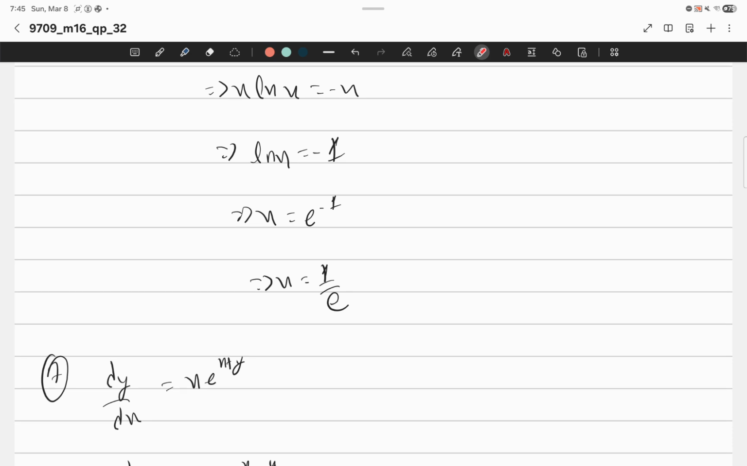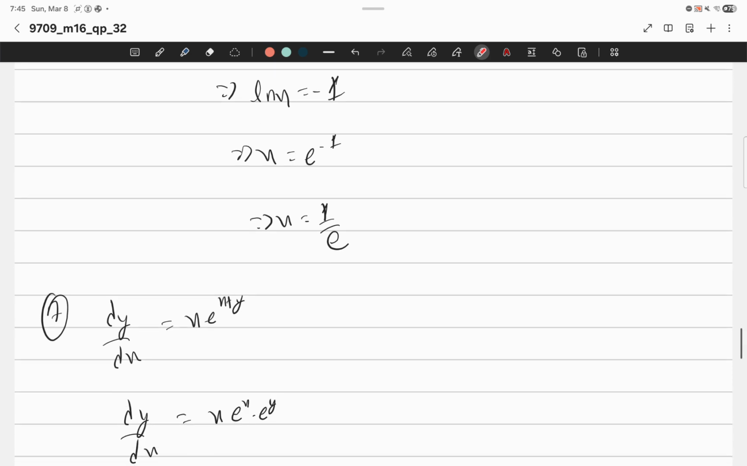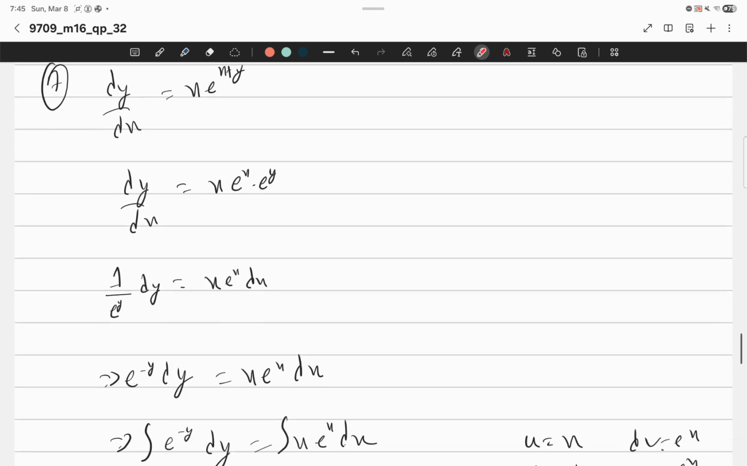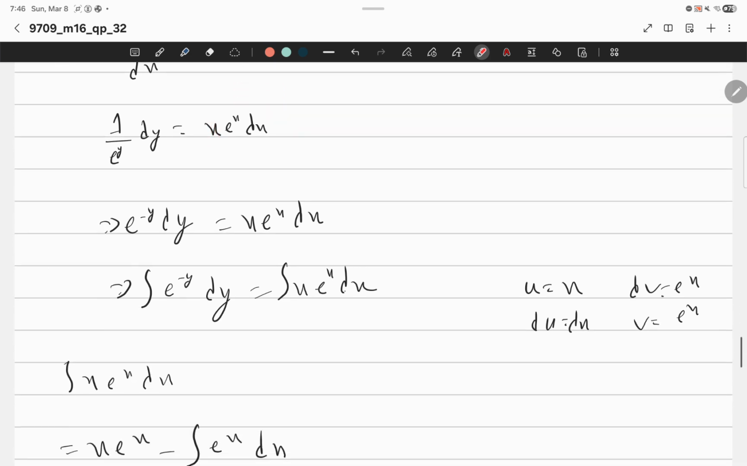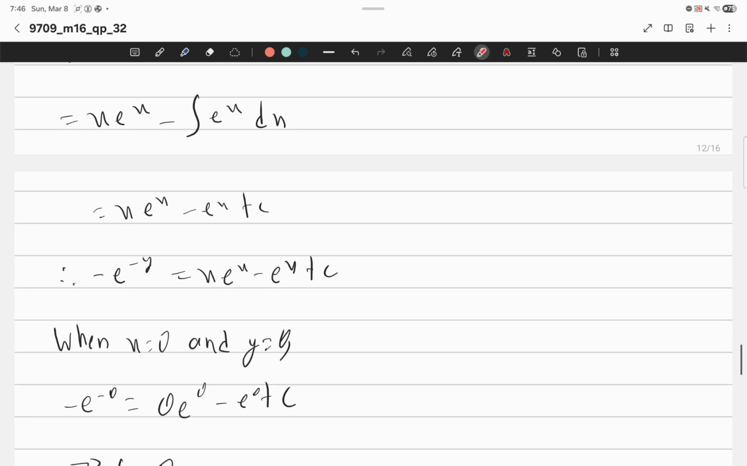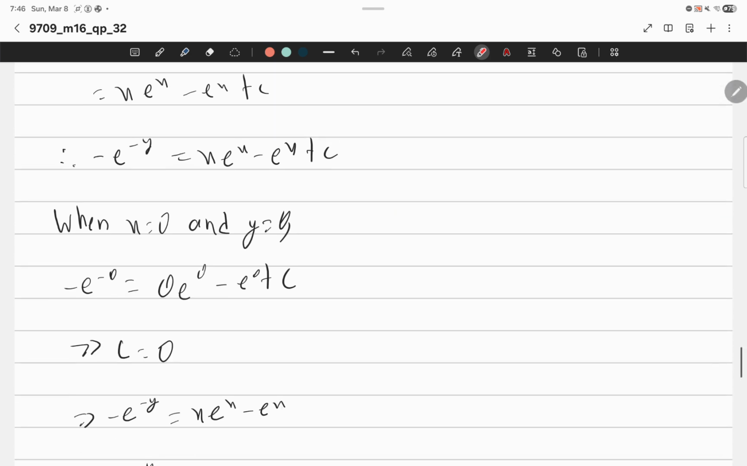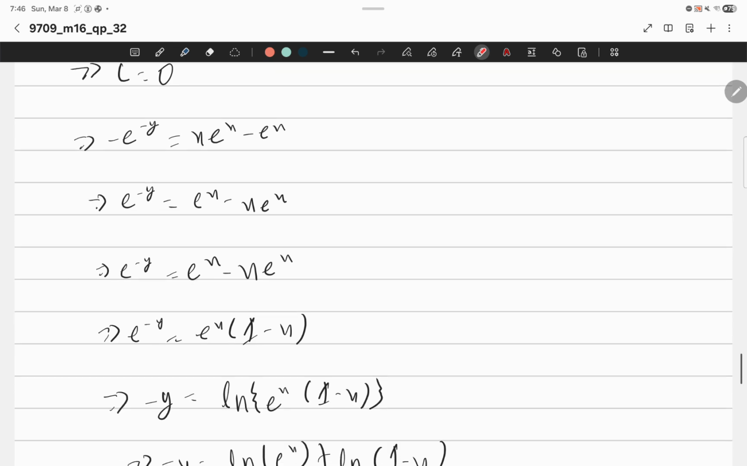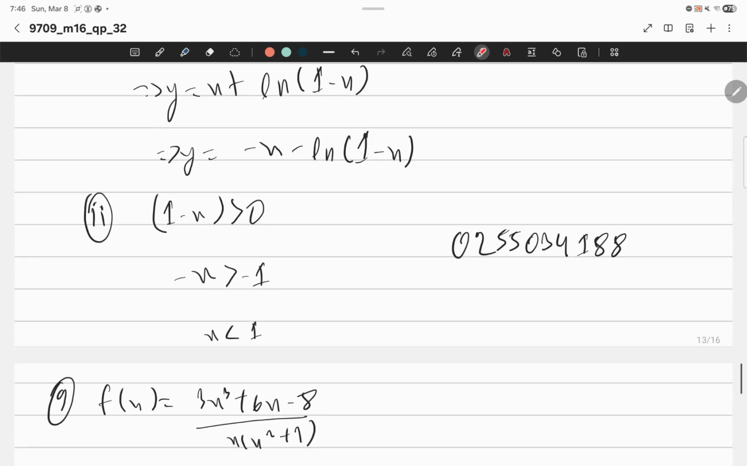Number 7, we have an equation given, we differentiate it. We take all y on one side, and we just keep x on the right side. Then some more integrations. No, this is not the conclusion, this is the equation. Then we substitute the value of x and y, and then we find the value of c, and then we finally get something so boring.